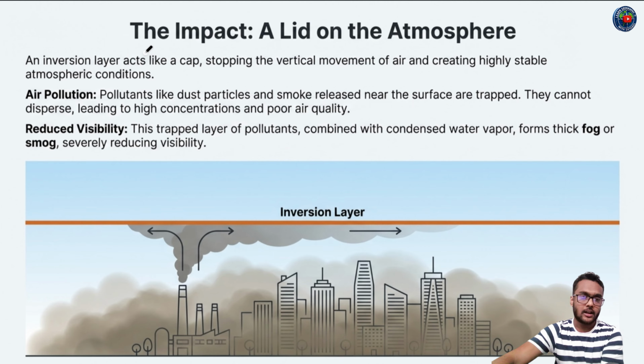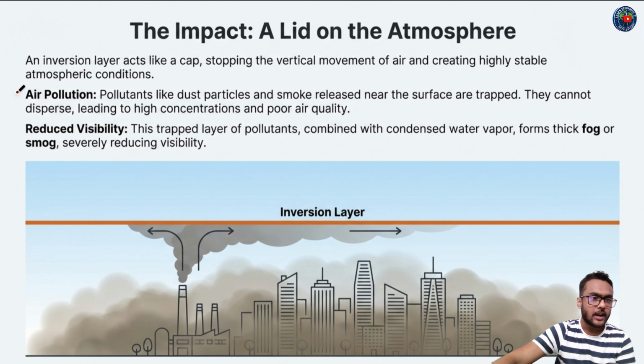Okay, now there are some impacts of temperature inversion. First of all, air pollution and reduced visibility, that is smoke. An inversion layer acts like a cap, stopping the vertical movement of air and creating highly stable atmospheric conditions.